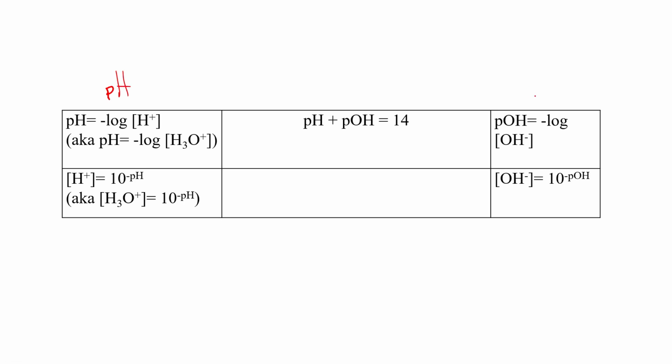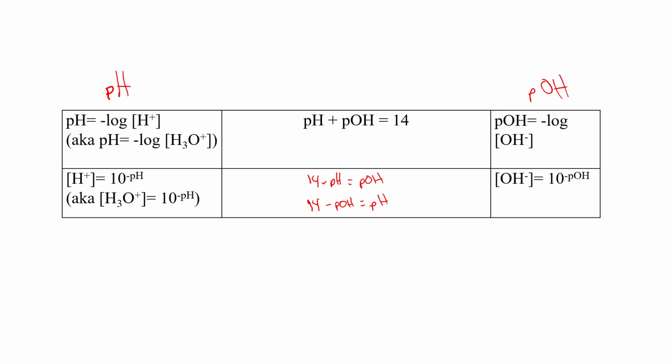This central equation allows us to get from the pH side of things to the pOH side of things, because the pH plus the pOH equals 14. So if we're given the pH and we want to find pOH, we would take 14 minus the pH to give us our pOH. Alternatively, if we're given the pOH and we want to find pH, we could take 14 minus the pOH to get us to pH.